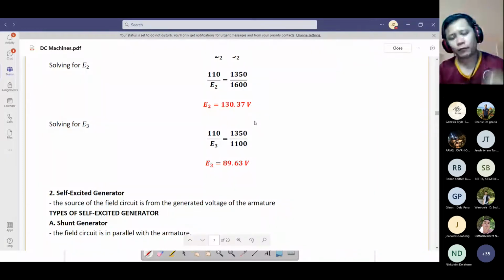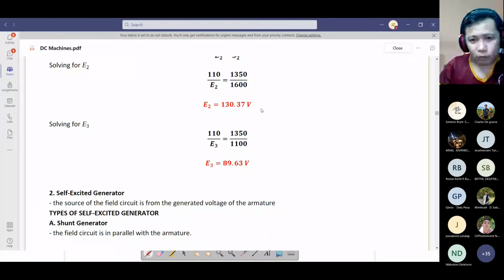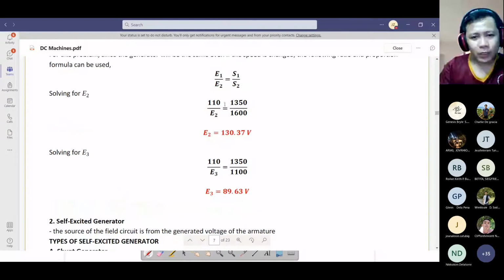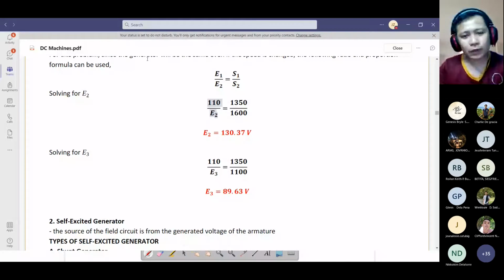Also, I will give you a tip. You can also directly assume whether your voltage will increase or decrease. Let's say for example, our E1 is 110. When the speed was increased, will our voltage increase from 110 or will it decrease? You can also make an assumption for that.